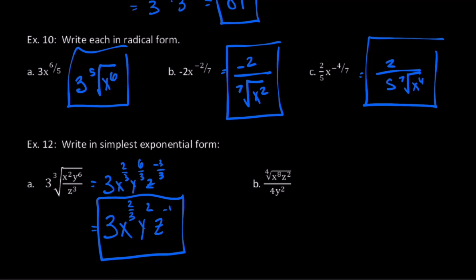And finally, this one here. Notice this root only applies to the x and the z, not the y. But this is in the denominator. So I'm going to have 1/4. I have x to the 8/4, z to the 2/4, y to the -2. And then we just need to simplify these fractions right here. That'll give me 1/4 x squared. I like to put these in alphabetical order. So y to the -2, and then z to the 1/2.